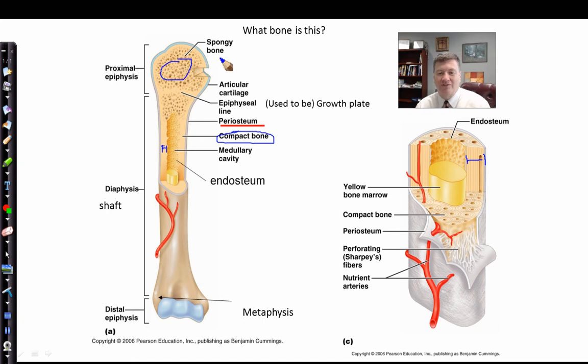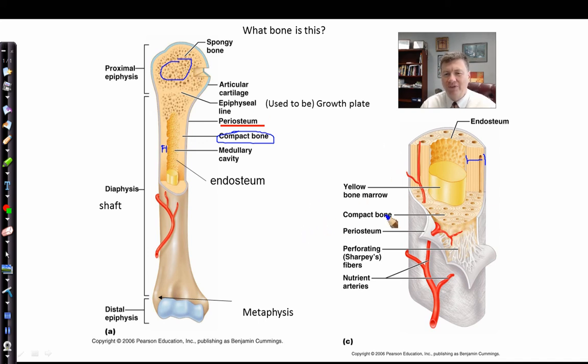Spongy bone is called spongy not because it's soft and squishy, but because it has far more holes and spaces in there, and you'll see it better on the next slide. Within the spongy bone, you're going to have your red marrow. Red marrow is hematopoietic. That is, it makes blood cells. So that's where we produce our blood cells, in the marrow that surrounds the spongy bone within most of our long bones.